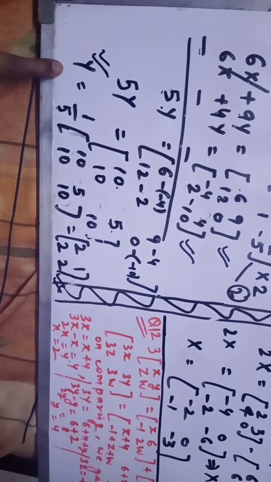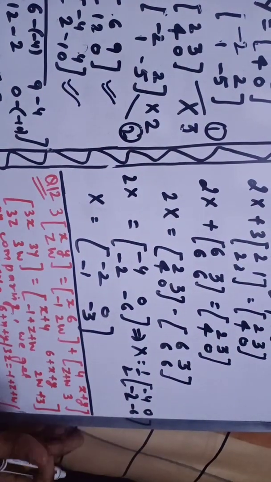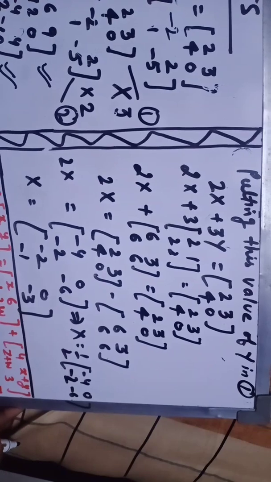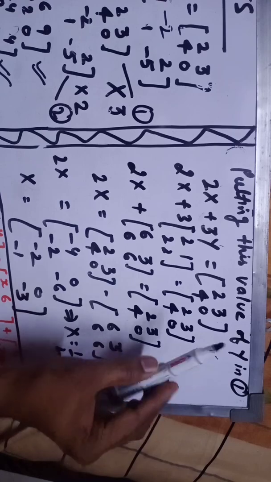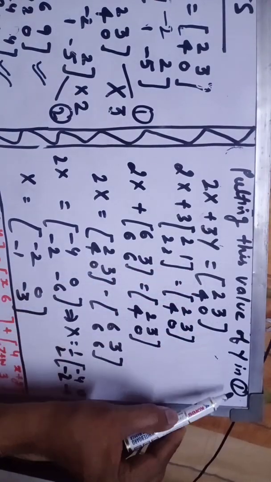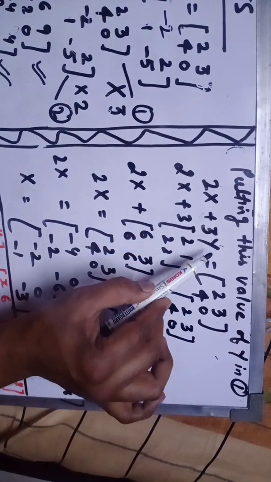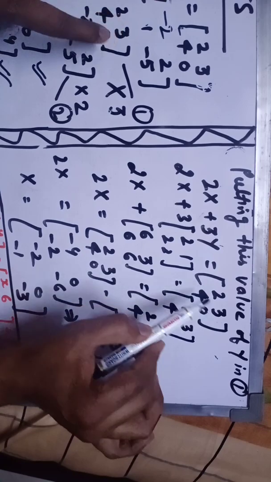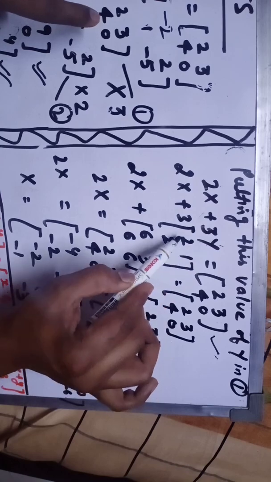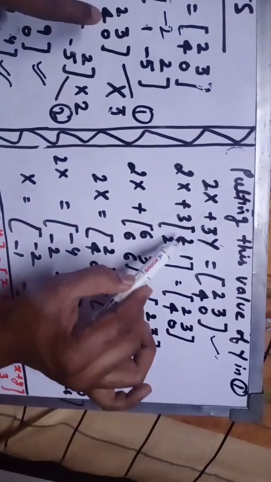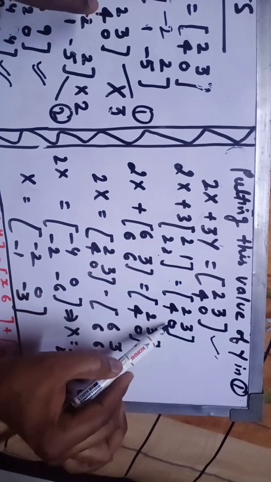Fine. So here, after doing this, we have to put this value of matrix Y in equation number 1. So here is the equation number 1, that is 2x plus 3y is equals to 2, 3, 4, 0. So this is your equation number 1. What I am doing, I am just putting the value of y in this equation. That would be 2x plus 3 into y. You will get 3 into this matrix Y. That is equals to this matrix.